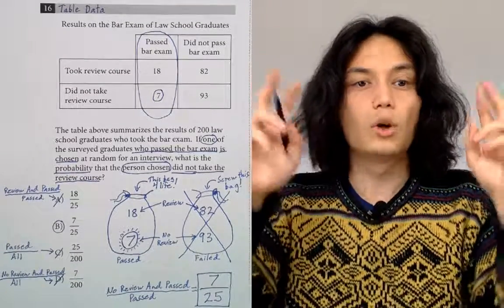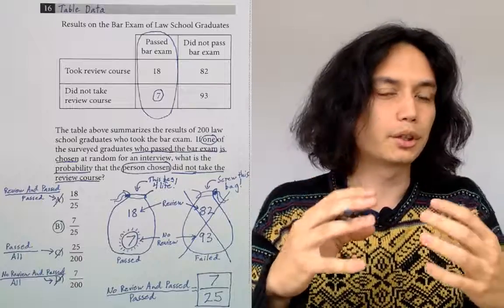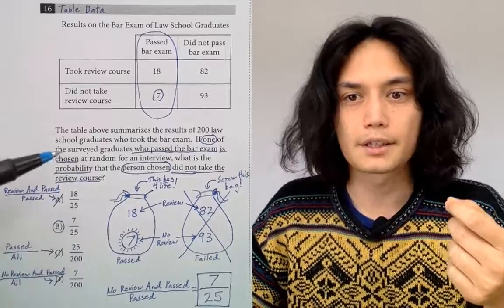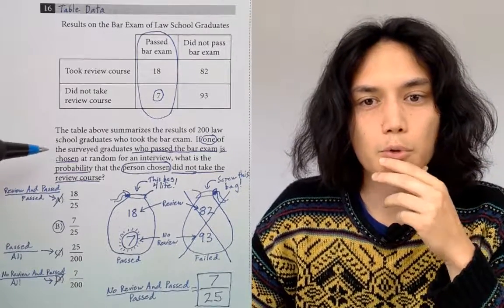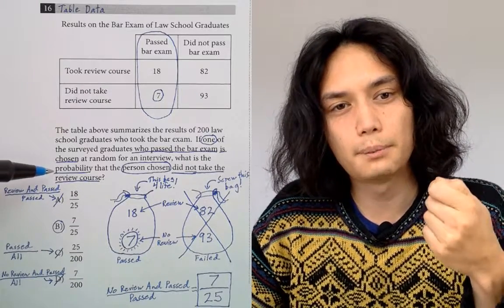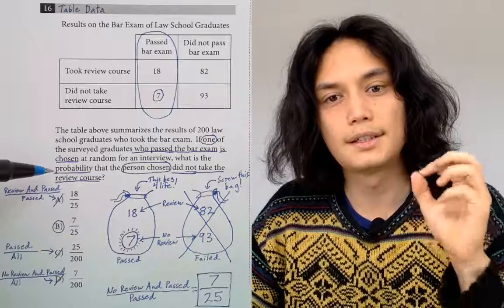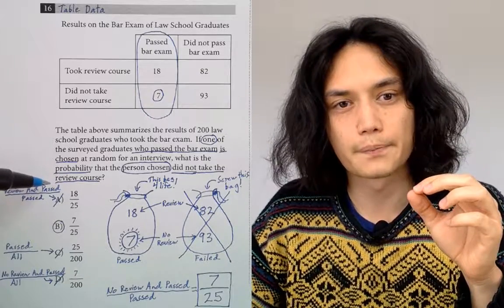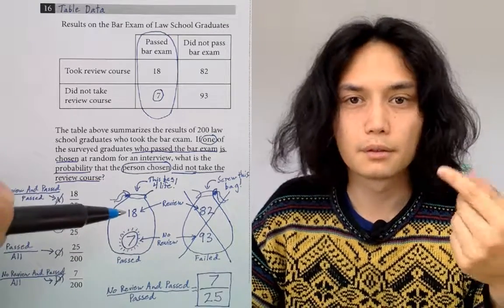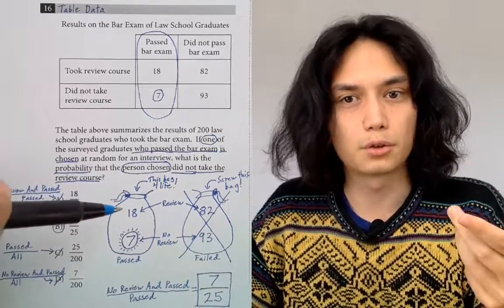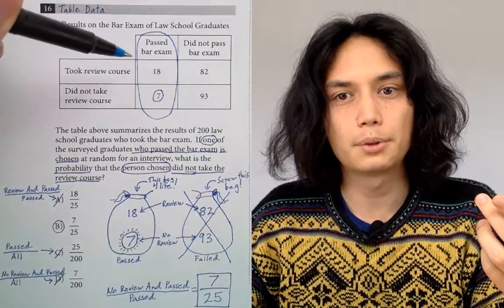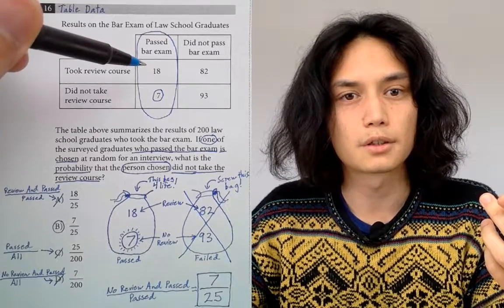So now let's think about, like, what are the marbles, right? What color marble will we be looking for? What's the type of thing we're reaching into this bag hoping to find? And that's going to come from the rest of the sentence right here. So we're choosing from surveyed graduates who passed the bar exam. And now they're wondering, what is the probability that the person chosen did not take the review course? Okay, so within this bag of people who passed, some of them, 18 of them, are people who took the review course. Here you can see this in this table up here as well. Here's the bag, people who passed the bar exam. And some of them are people who passed the bar exam and they also took the review course.